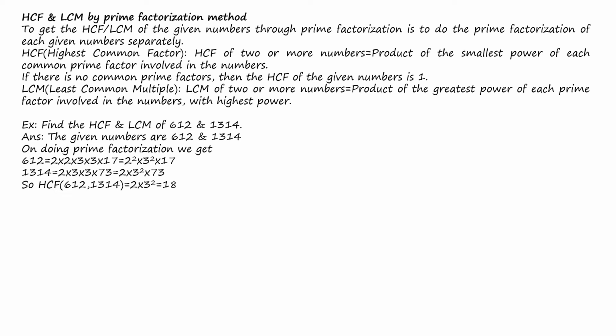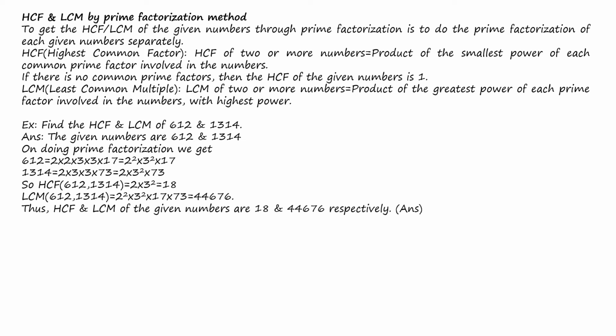Now if we go by the definition of LCM, it is the greatest power of each prime factor involved. That means it is 2 square into 3 square into 17 and into 73. Let's see what the answer of LCM is. LCM of 612 and 1314 is 2 square into 3 square into 17 into 73, which is nothing but 44,676. Thus the HCF and LCM of the given numbers are 18 and 44,676 respectively, is the answer.